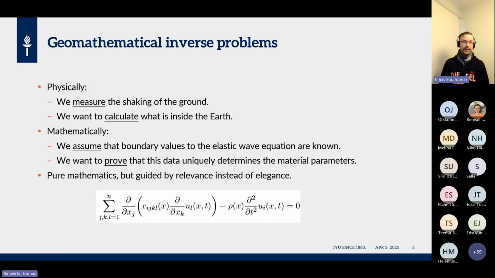And that shaking could initially be caused by many different things. Maybe we can shake it ourselves, or we can wait for earthquakes to happen, or there are many other things that will excite the Earth, and we'll just listen to what those excitations sound like.